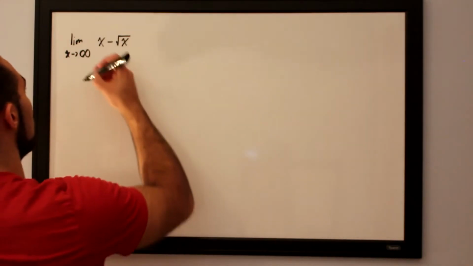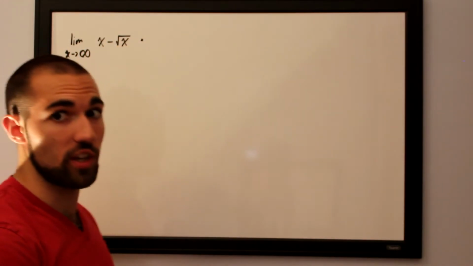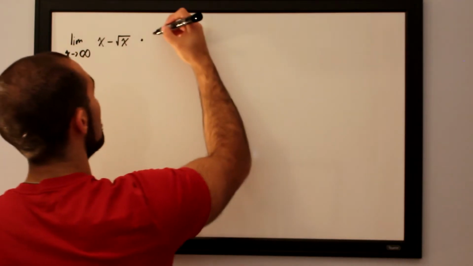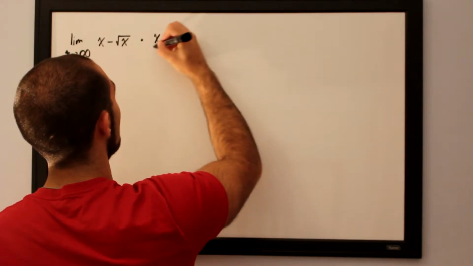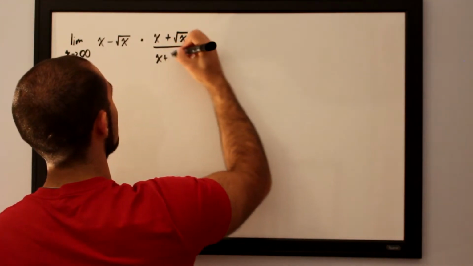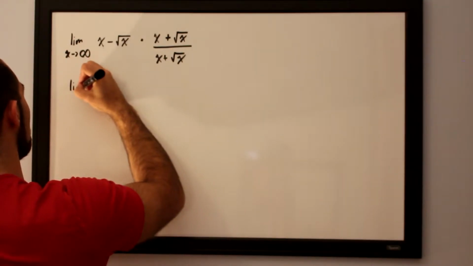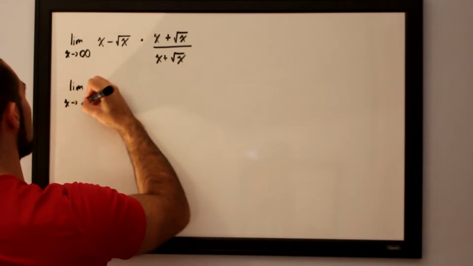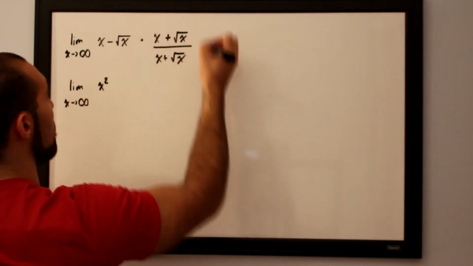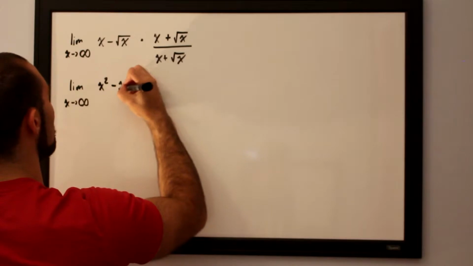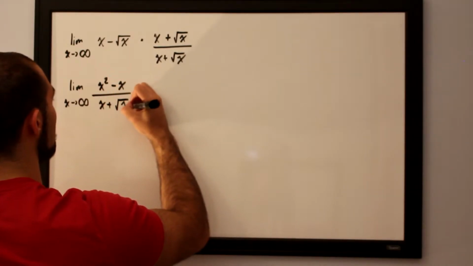If we want to take the limit as x approaches positive infinity, let's go and multiply by the conjugate as we have done in previous problems, where we're going to be taking x plus the square root of x over x plus the square root of x. This is going to distribute. We're going to be left with the limit as x approaches infinity for x squared minus x over x plus the square root of x.